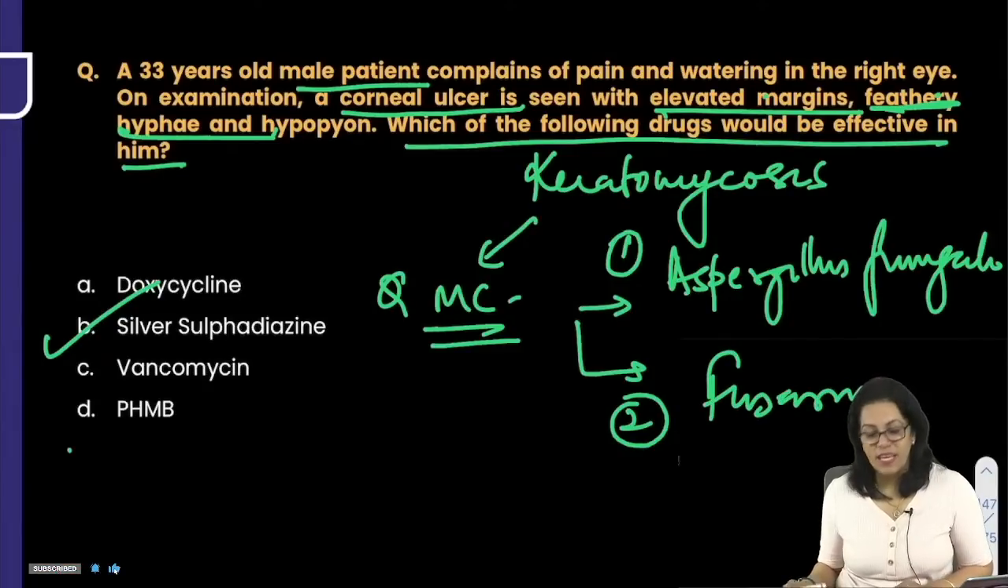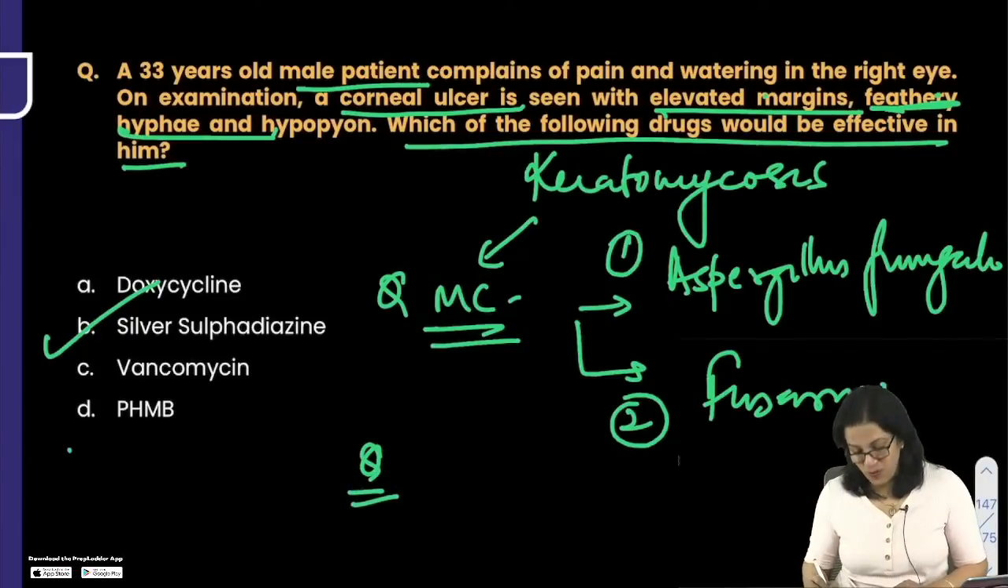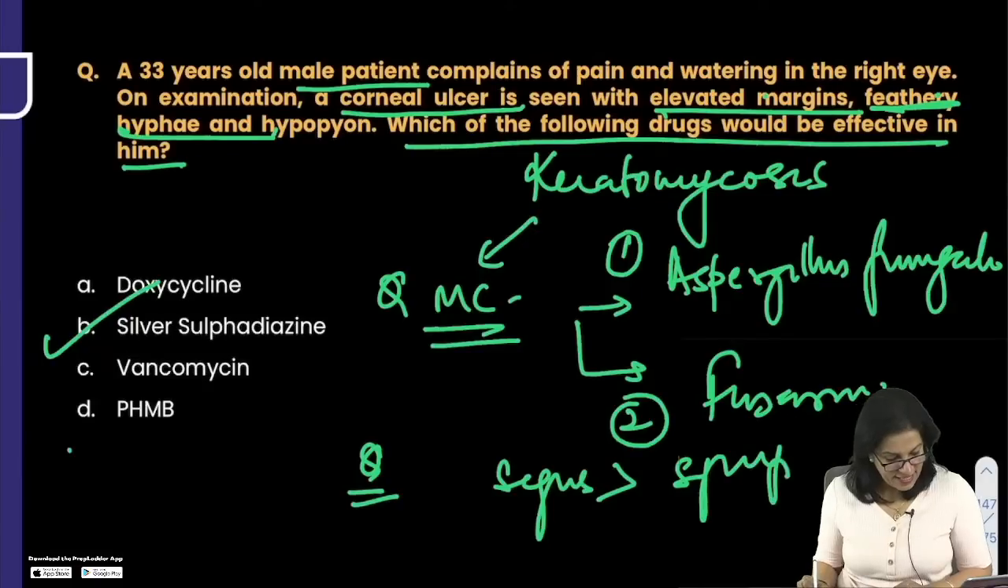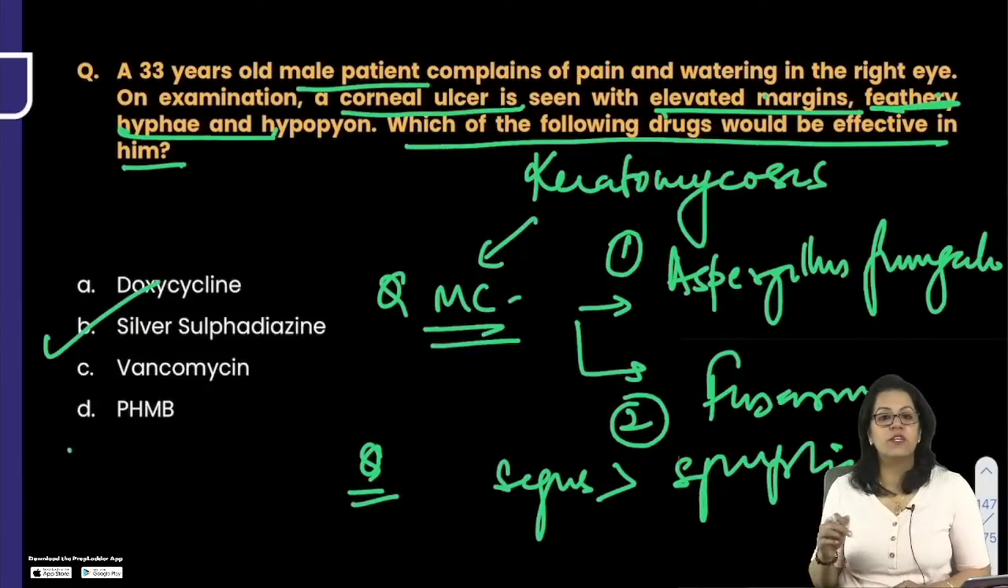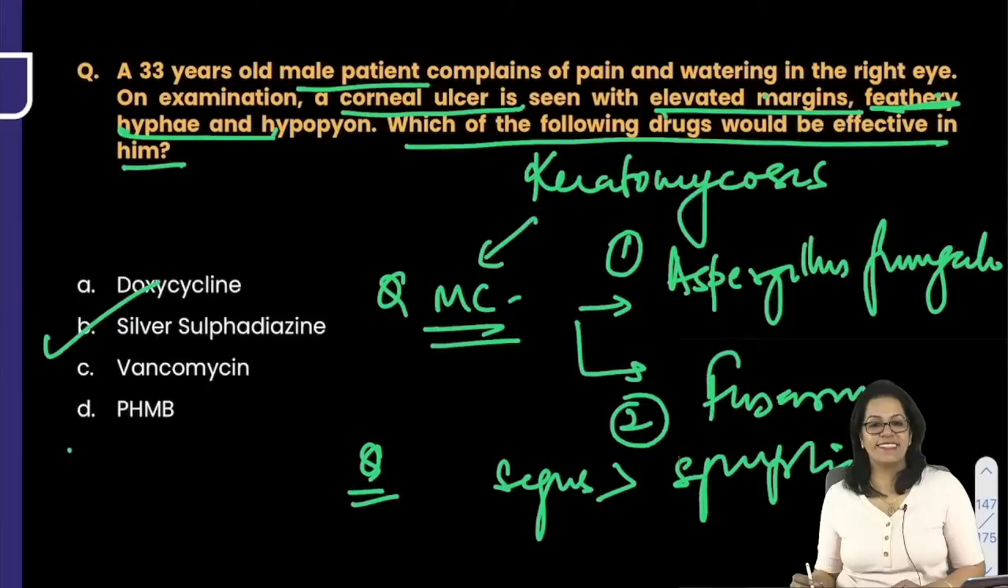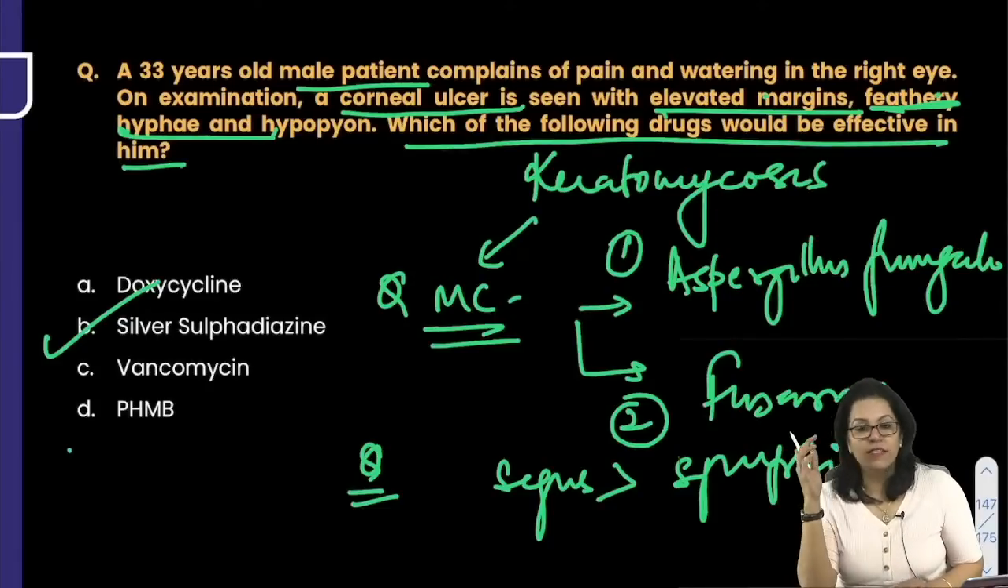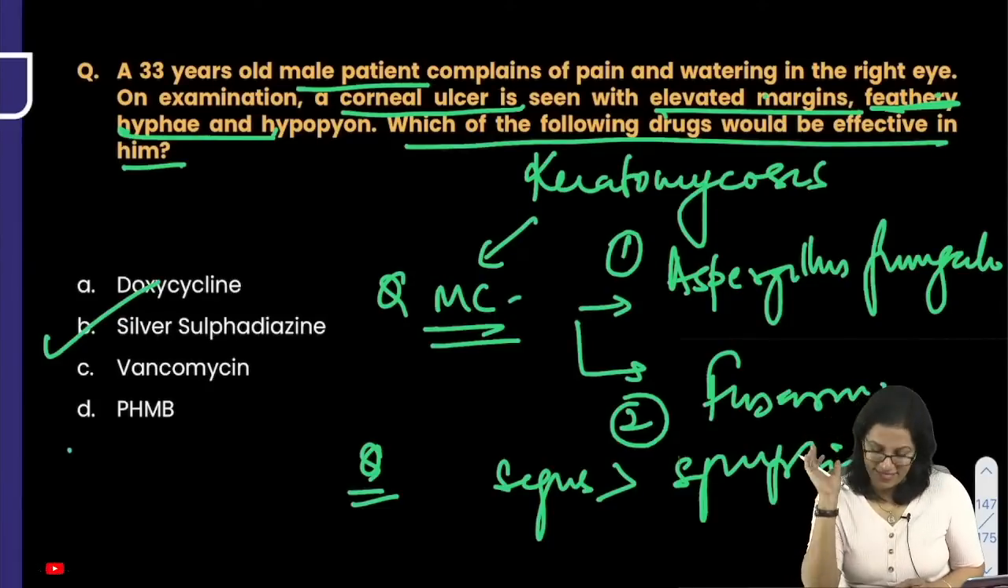Right? Okay. And then they ask you whether signs or symptoms are more compared to bacterial. So you will answer signs are more than symptoms. Signs are more than symptoms. Yes, drug of choice will be natamycin. That's correct. When they ask you the drug of choice, we will answer natamycin only.